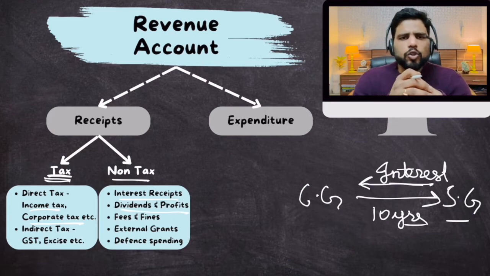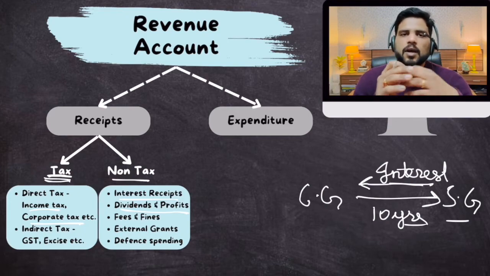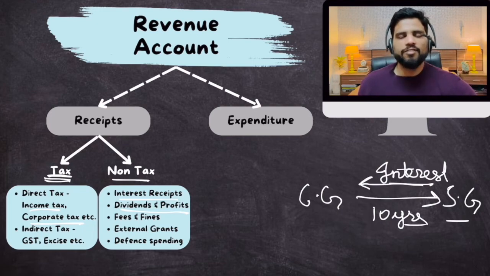Now, government also provides you some services, right? And charges a fee on it. So, for example, whenever you fill an examination form, any competitive examination form, you pay a fee. You are paying an examination fee because government is providing you examination service for that competitive exam. Now, those fees are non-tax revenue. Similarly, if you do something wrong, you are fined. You have to pay a fine. That fine is also non-tax revenue.